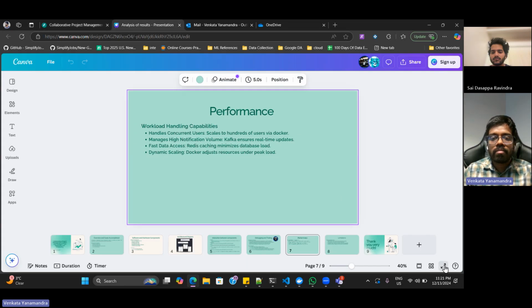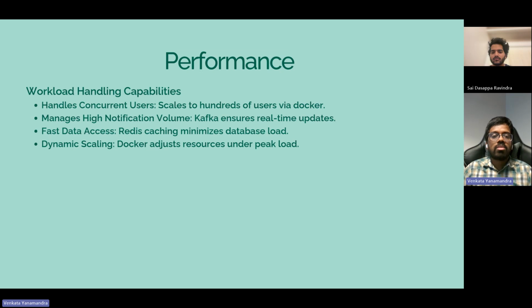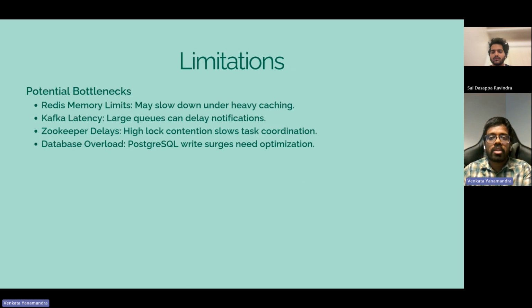Moving on to the other things like performance handling and the limitations. The project can scale up to hundreds of users via Docker, and the real-time updates are managed using Kafka as the real-time streaming, and the database load is reduced by using Redis caching.